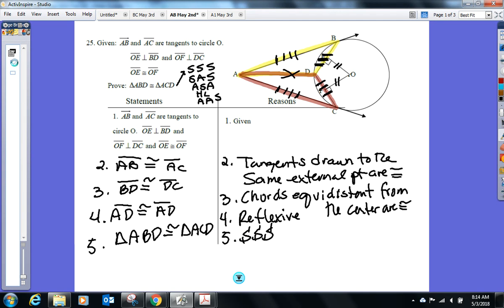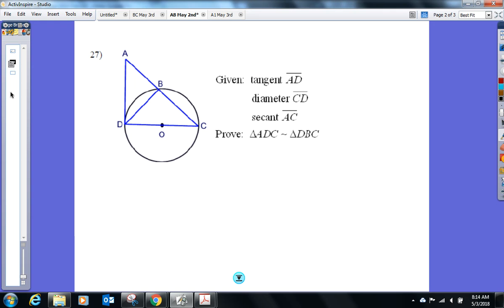Can you help me prove two triangles similar now? 27. Proving two triangles similar, and there's really not much here for you. I just gave you a tangent, a diameter, and a secant.